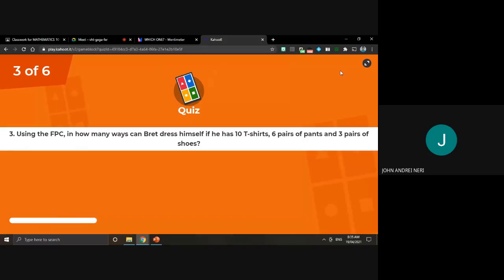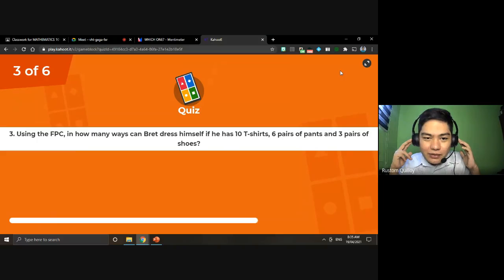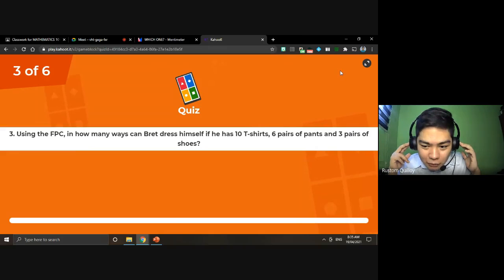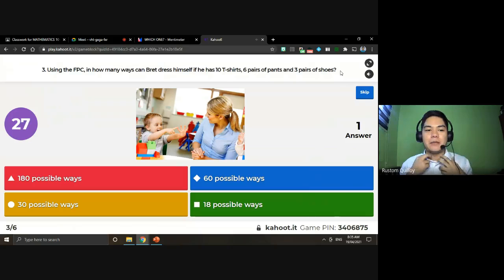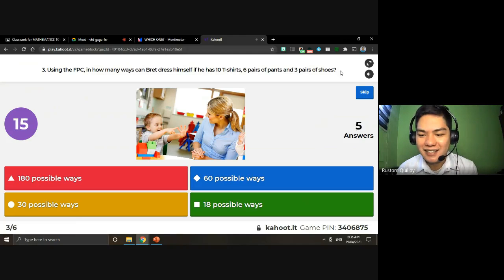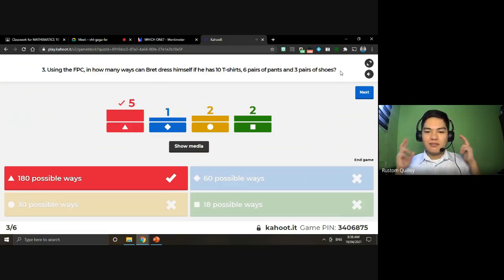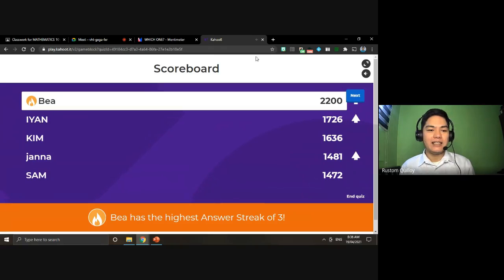Next. Okay, using the fundamental principle of counting, in how many ways can Brett dress himself if he has 10 t-shirts, 6 pairs of pants, and 3 pairs of shoes? Game pin is 3406875. Okay, correct answer is 180 possible ways. So, minultiply lang po natin yung 10, yung 6, at yung 3. Okay, leading natin is si Bea.